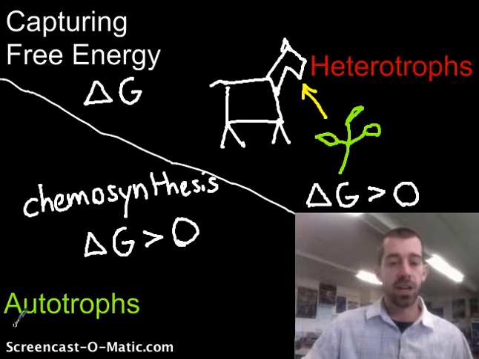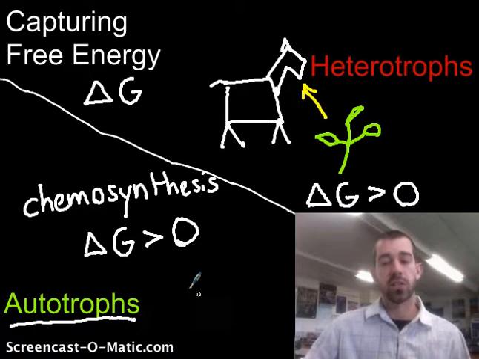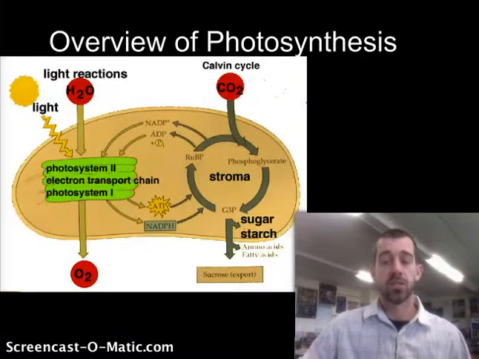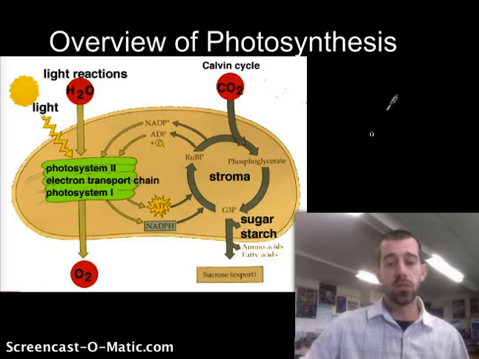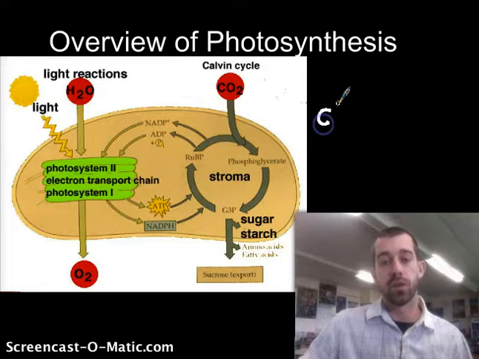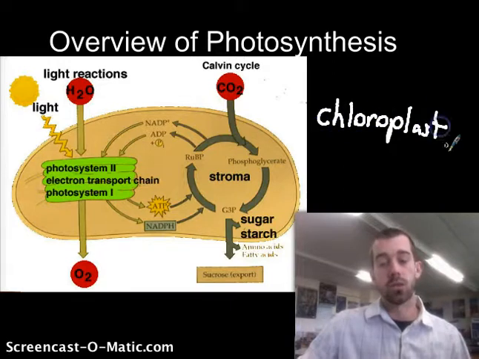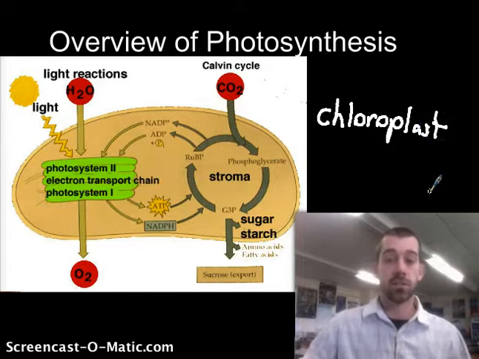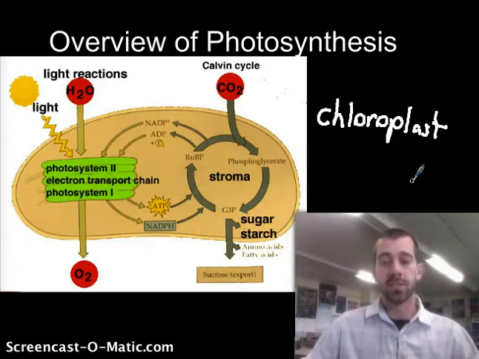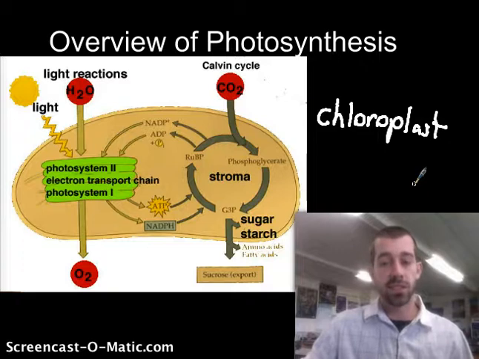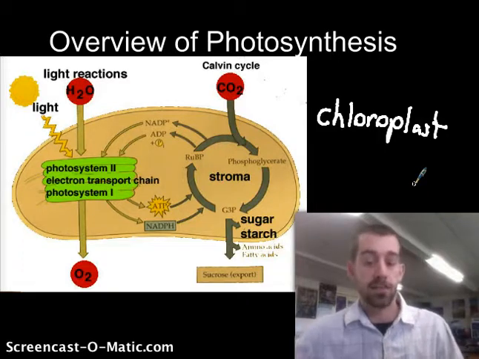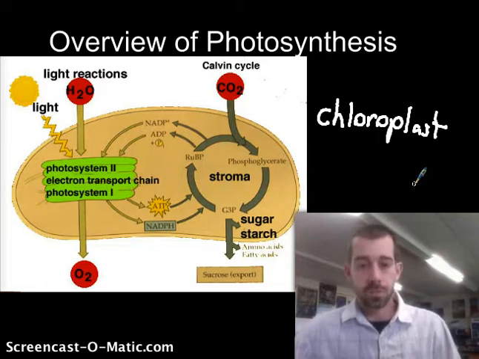So we're going to be focusing today on autotrophs, and specifically on the process of photosynthesis and how that works. Let's start with an overview of photosynthesis. First of all, this picture shows you the most important thing in photosynthesis, which is a chloroplast. Chloroplasts are organelles. They're little organs inside of a cell that allow plant cells to do photosynthesis. These are unique to plant cells. They're not found anywhere else.